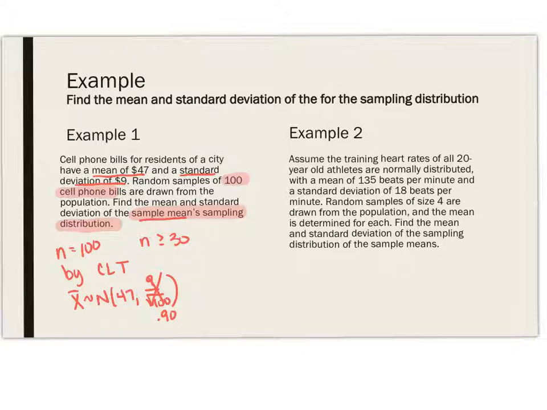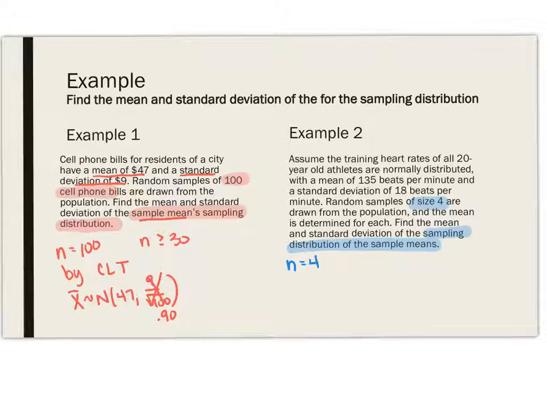Random samples of size 4 are drawn from the population, and the mean is determined for each. Find the mean and standard deviation of the sampling distribution of sample means. So again, we're interested in the sampling distribution of sample means. However, this time my n is equal to 4. So your n is 4.